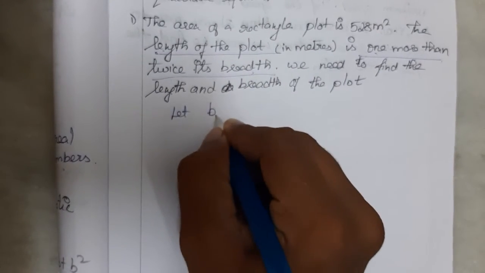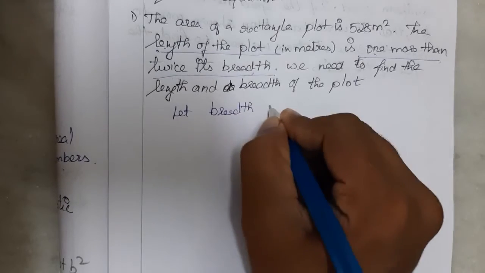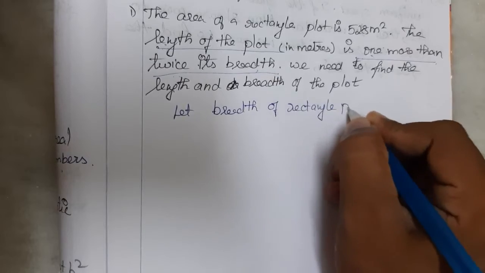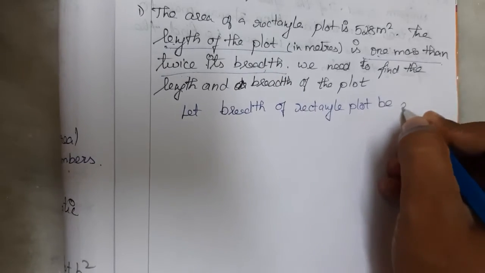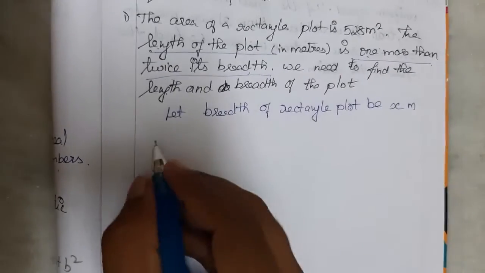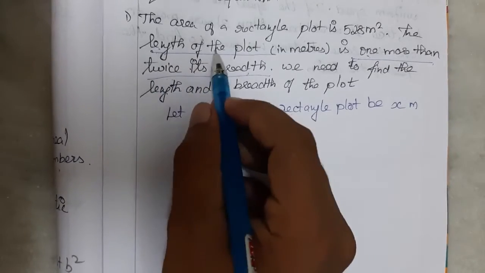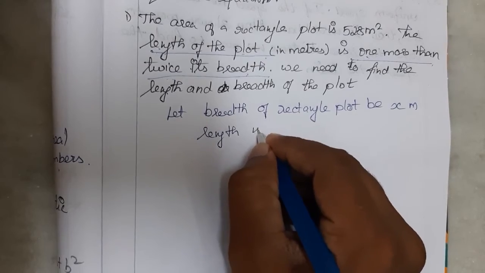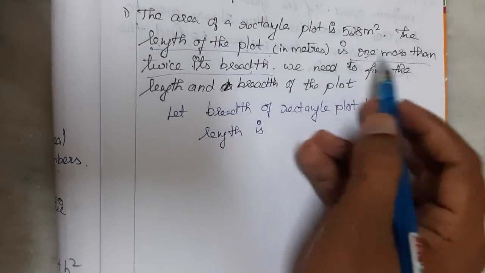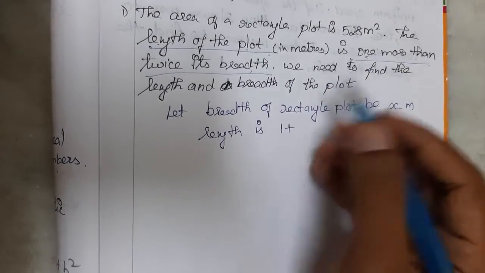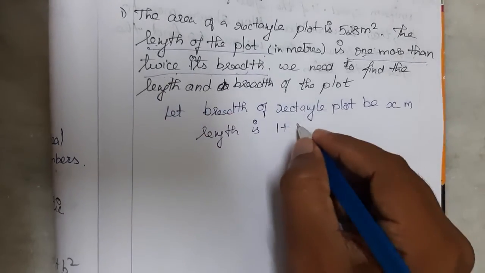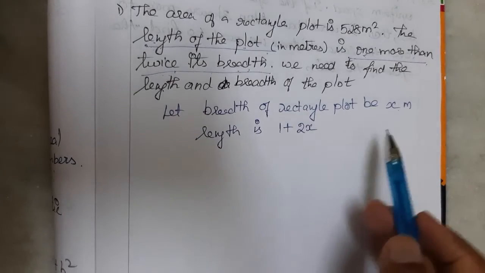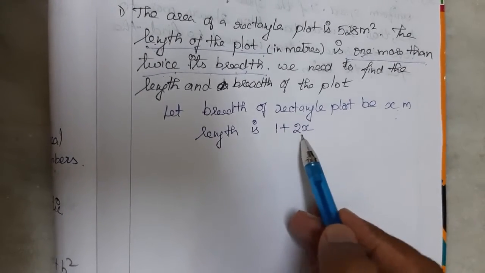So let the breadth of the rectangular plot be x meters. By the condition given, the length of the plot is 1 more than twice its breadth. The breadth I have already considered as x, right? That's it. So the breadth is x and the length is 1 more than twice the breadth.